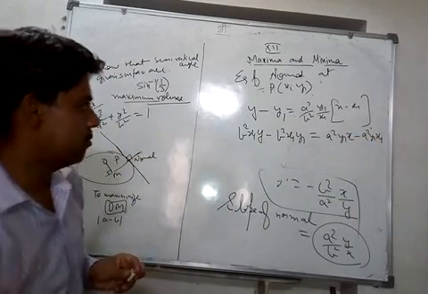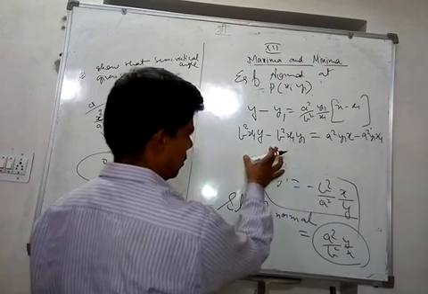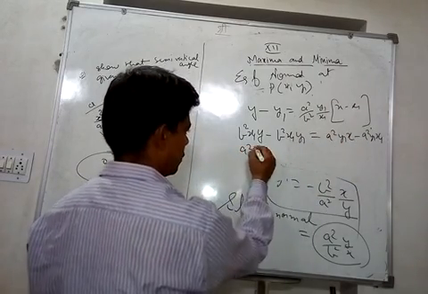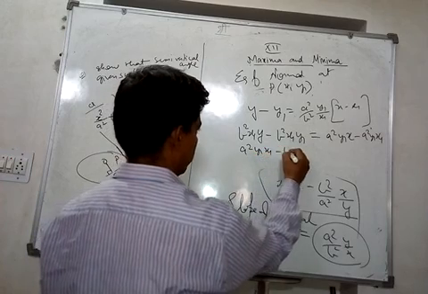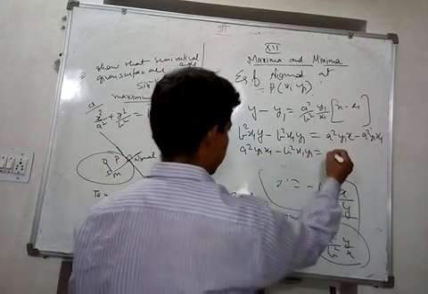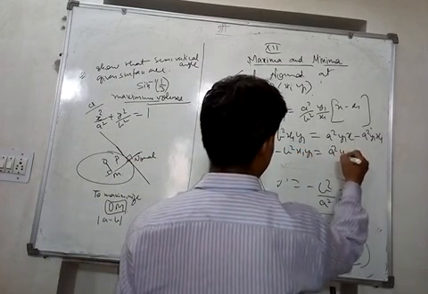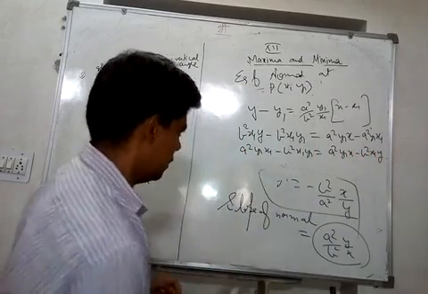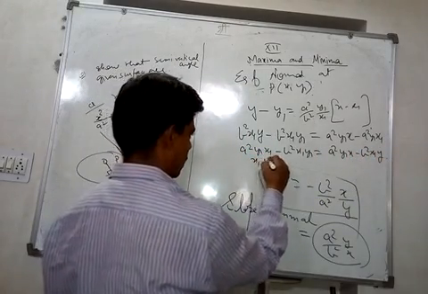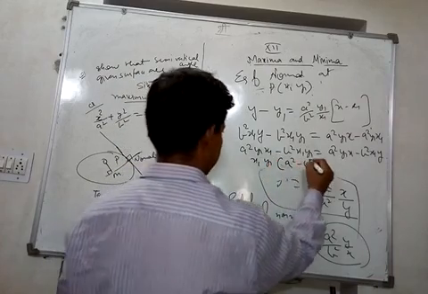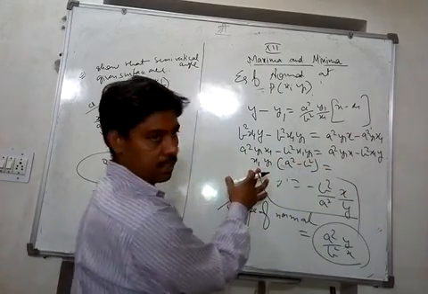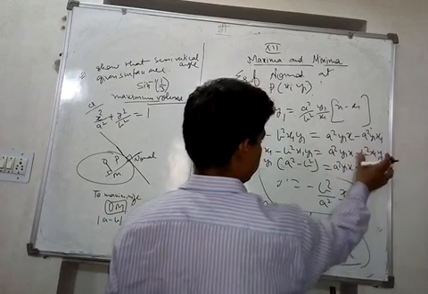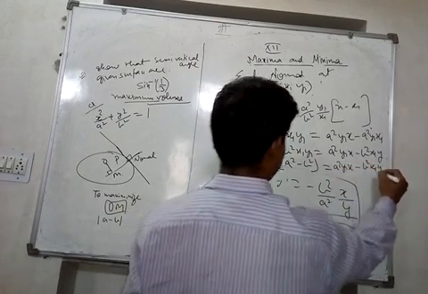So this is now a very simple one. If I bring it this side, or I take everything that side, a square y1 x1 minus b square x1 y1 is equal to a square y1 x minus b square x1 y. And this I am taking x1 y1 common, a square minus b square. This is our constant term. Coefficient of x is a square y1 and coefficient of y is b square x1, right?